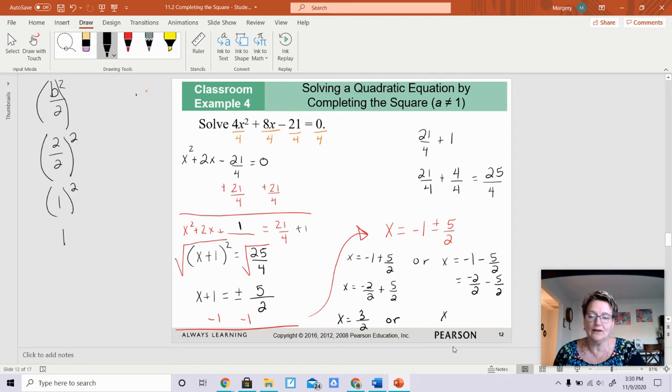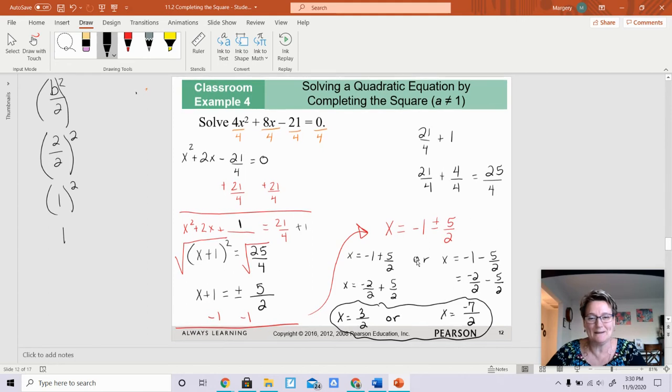And then over here, I end up with my denominator's 2. -2 plus a -5 is a -7. So your answer will be 3/2 or -7/2. All right, so that's that one. Let's move on to the next one.